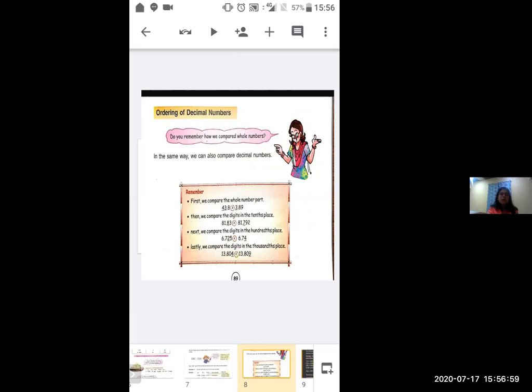In this way we can arrange a group of decimal numbers according to their values. So this is all for now on decimal numbers.